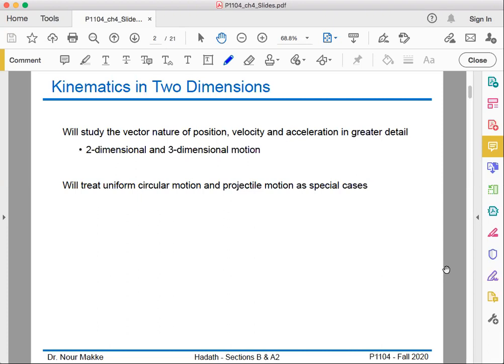So what we are going to do in this chapter is the following. We will start by defining the position, velocity, and the acceleration in the case of 2-dimensional motion. And in the second step, we're going to discuss some particular cases of 2-dimensional motion, which are the uniform circular motion and the projectile motion.